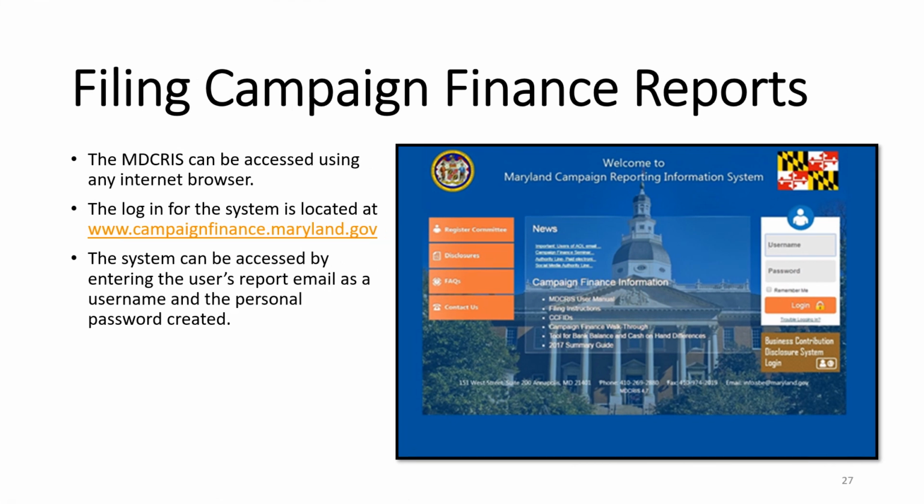Filing campaign finance reports. As a reminder, MD CRIS will be used for all campaign-related reporting, including contributions and expenditures. MD CRIS can be accessed 24 hours a day, 7 days a week, and it can be located at www.campaignfinance.maryland.gov. To launch MD CRIS, eligible users start by entering their username and password on the right menu.